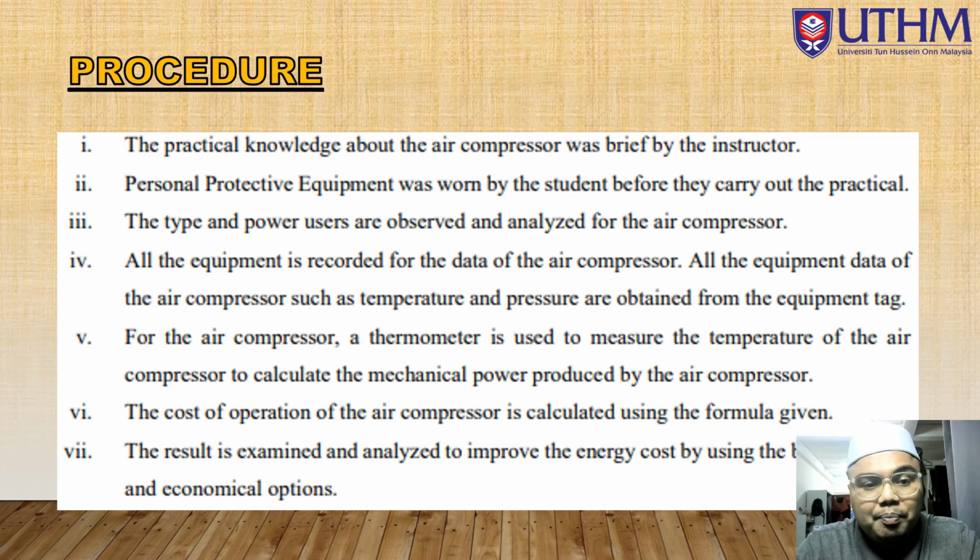Okay, next the type and power user are observed and analyzed for the air compressor. All the types are recorded for the data of the air compressor. All the equipment data of the air compressor, such as temperature and pressure, are obtained or measured from the equipment tagging. Next, the operating cost of the air compressor is calculated using the formula given. The result is examined and analyzed to improve the energy cost by using the best technical and economical option.